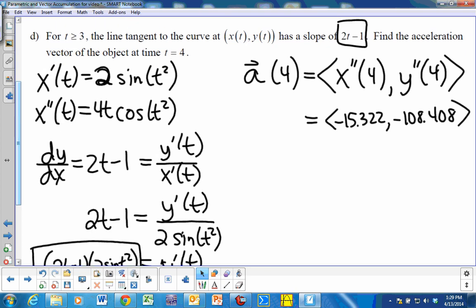Really pretty simple. Most of these problems will be calculator problems like this, or they'll be super simple numerically anyway. So you just need to know the process. So that is it for parametrics and vectors. And now we know what we need to for the AP test.